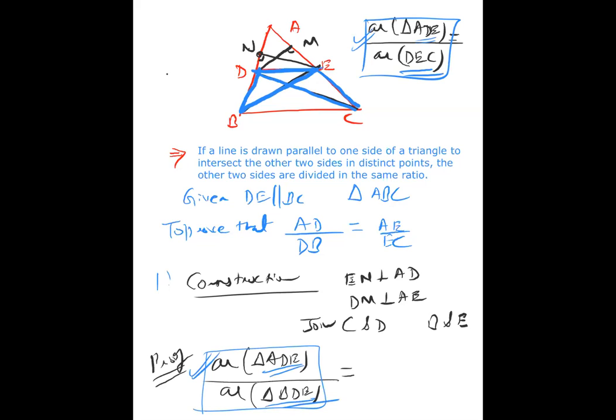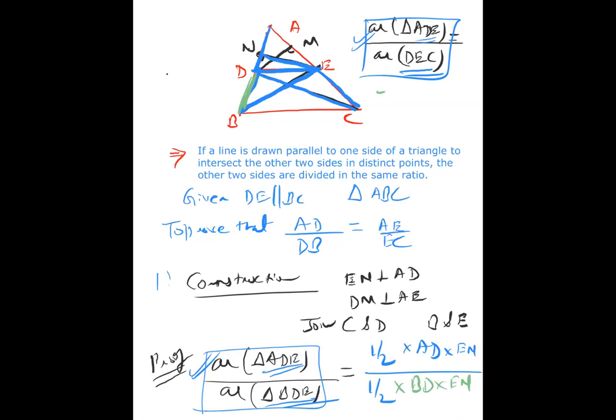So the area of ADE is half into base into height. Now if you take AD as the base, then the height will be EN. This AD is the base, the height is EN. And for BDE, again half into base, we can take the base as BD, and the height will be the same EN only, because that is the perpendicular drawn. So the height will be EN only.